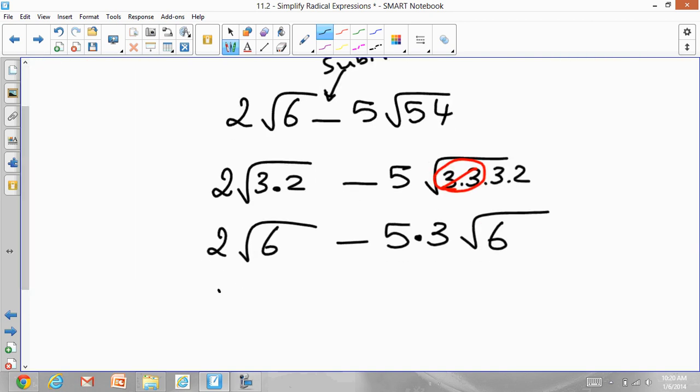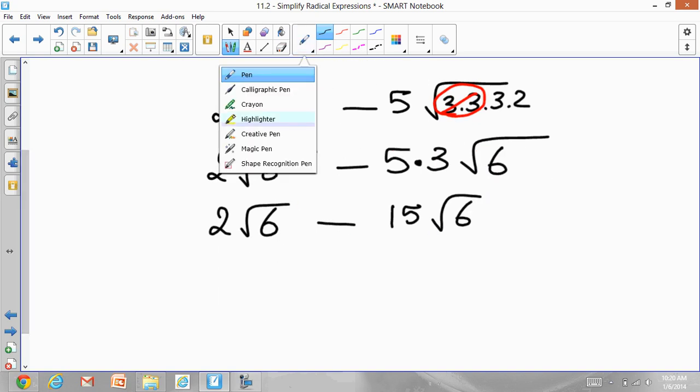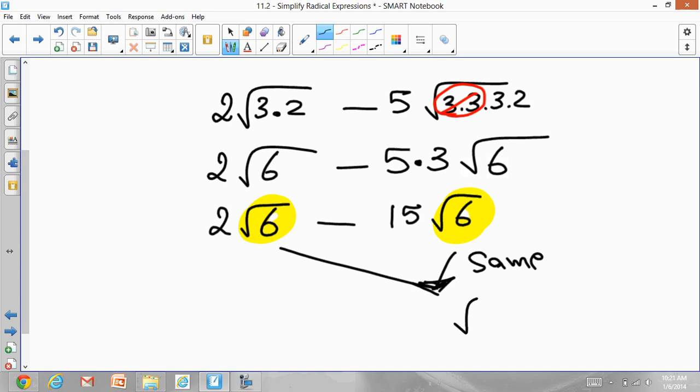So now the next step. 2 square root of 6 minus 5 times 3 is 15 square root of 6. Now watch this one. I'm going to highlight square root of 6, square root of 6 in both the places. So they both are the same. So the same, I'm going to pull it outside. Open close parenthesis. Now the 2 and this, they are different.